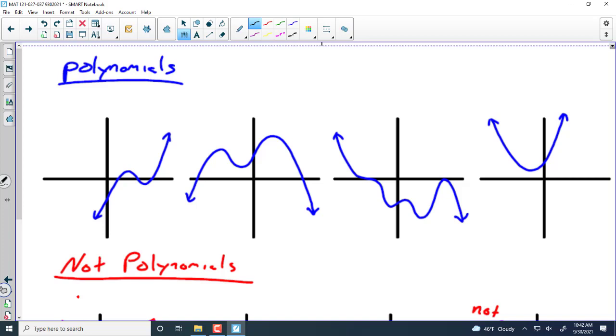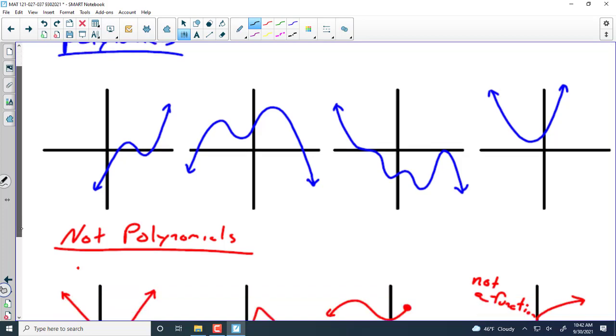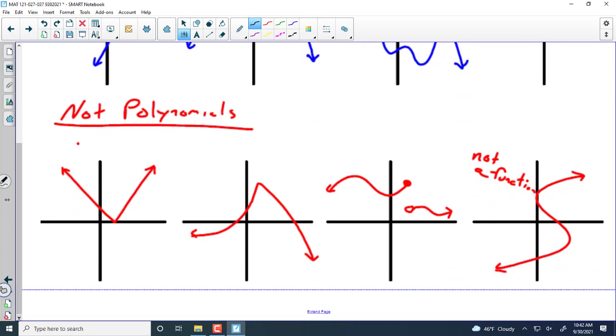Things that are not polynomials are going to look maybe something like this. Absolute value has a sharp corner. It's not a polynomial. This one has sort of a kink in it, like a hard corner. So this one's not a polynomial. This third one is not a polynomial because it's not continuous. In fact, it looks like a piecewise function to me. There's a gap in it. And the last one's not a polynomial because even though it's a nice, smooth, continuous curve, it's not a function.